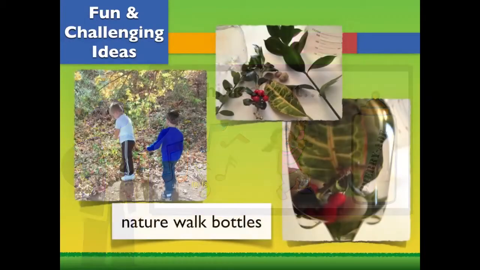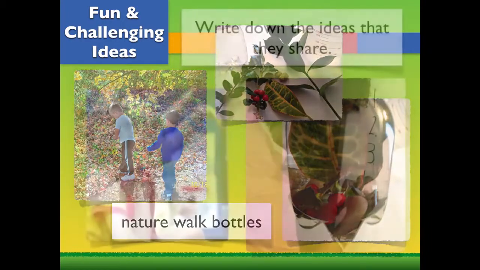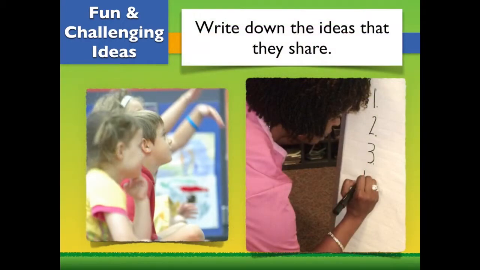You can alter this activity by taking the children on a nature walk. Give each child a small paper bag to pick up leaves, acorns, or rocks. Following each activity, you may want to write their ideas on chart paper as they discuss them with you.